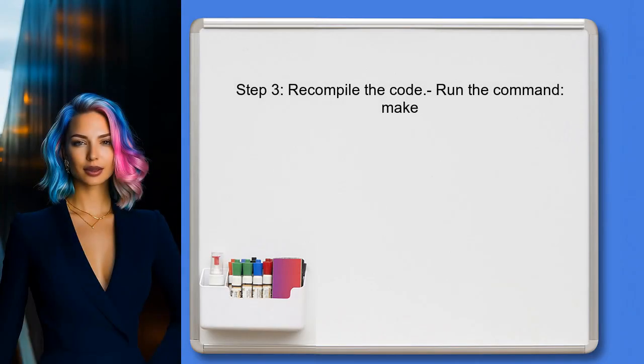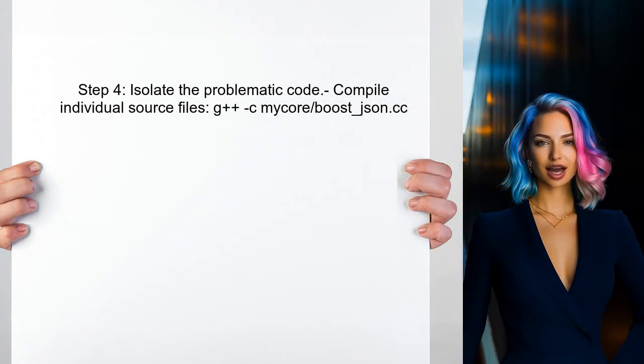After upgrading, the user should recompile the code using the make command. This will help determine if the issue persists with the new compiler version. If the error still occurs, the user should try to isolate the problematic code. This can be done by compiling individual source files to identify which one triggers the segmentation fault.